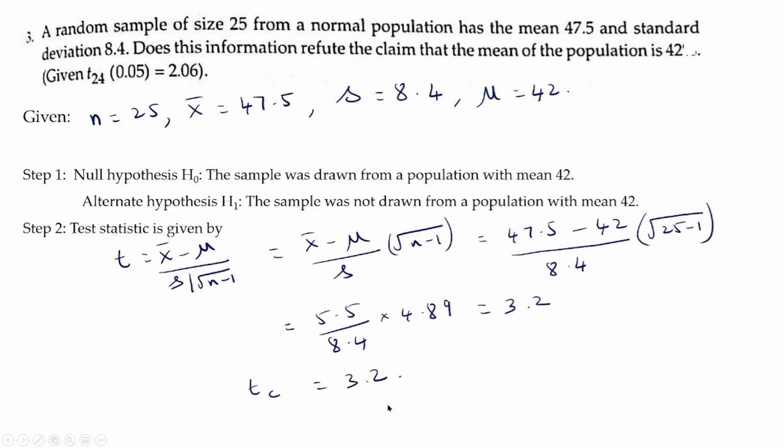Now this 3.2, it is greater than 2.06. It means we have to reject H0 and we conclude that this claim should be refuted. Refuted means we cannot agree. So we cannot agree to the information that the mean of the population is 42.